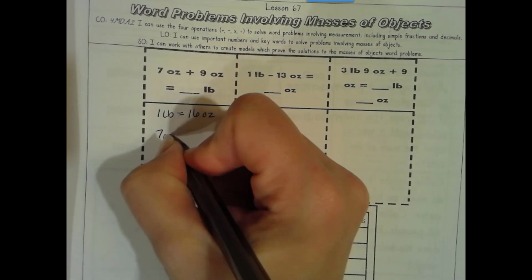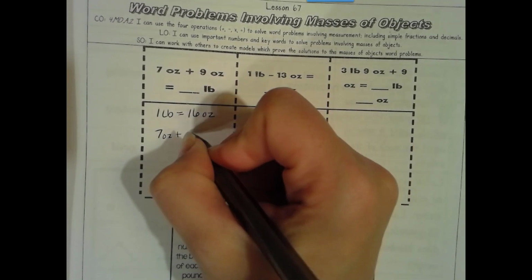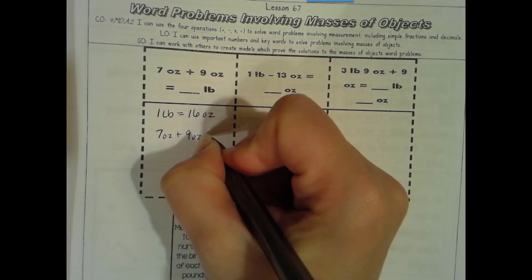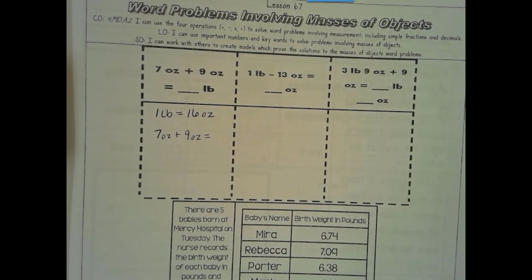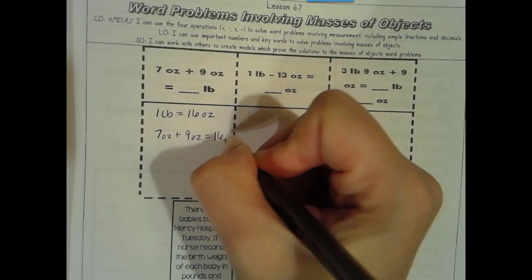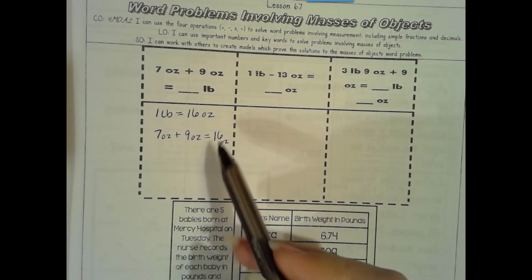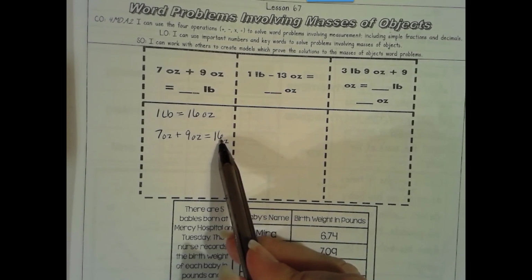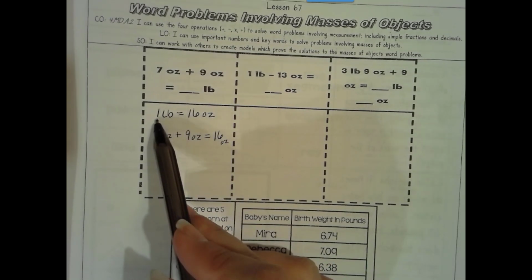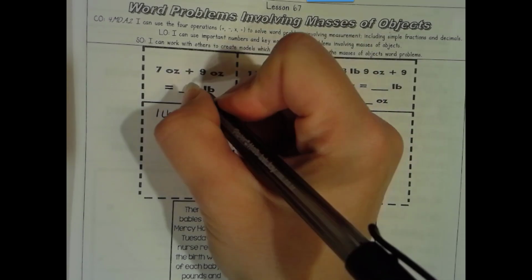Seven ounces plus 9 ounces. Well, 7 plus 9 is 16 ounces. So if I have 16 ounces, that is equal to 1 pound.